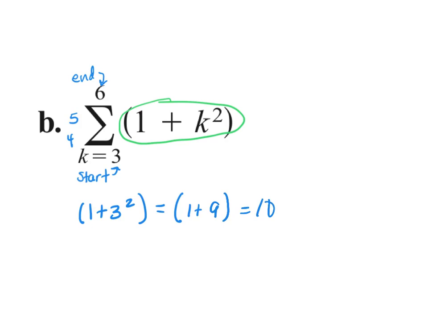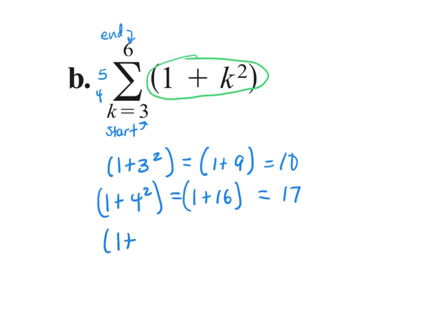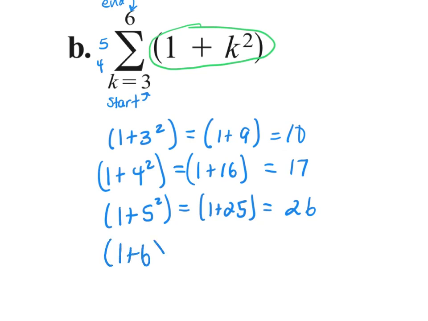All right. So now I'm going to plug in 4. So I have 1 plus, right? You guys with me? 1 plus 4 squared. So it's 1 plus how much? 16. So 16 plus 1 is 17. All right. Then I have 1 plus, I'm going to plug in 5. 5 squared. So I have 1 plus 25 gives me 26. Then I'm going to plug in 6 squared. So 1 plus 6 squared is 1 plus 36, which gives me 37.